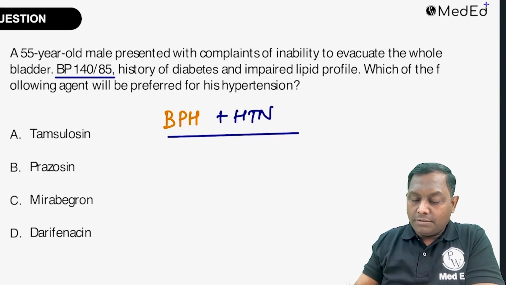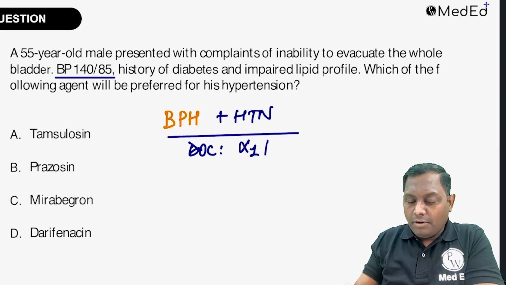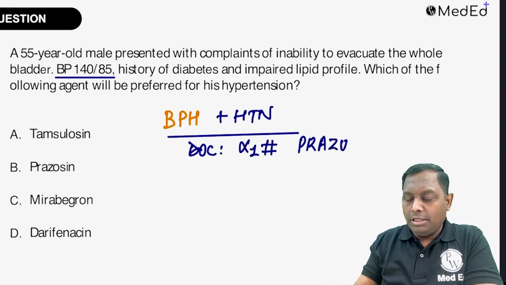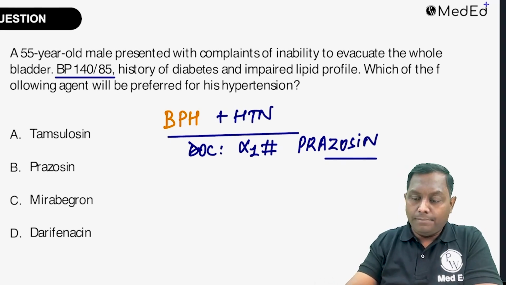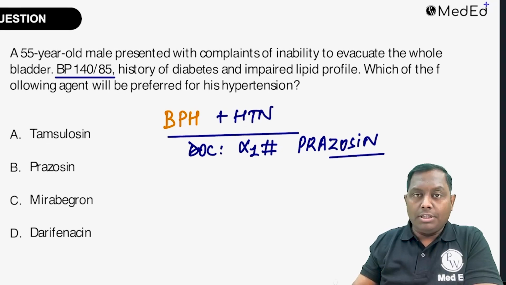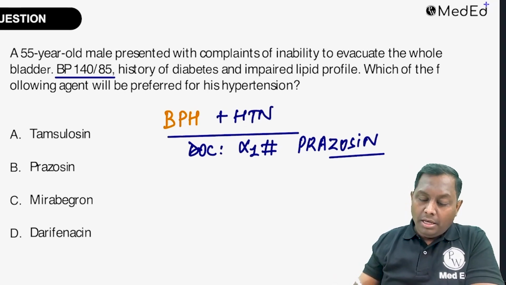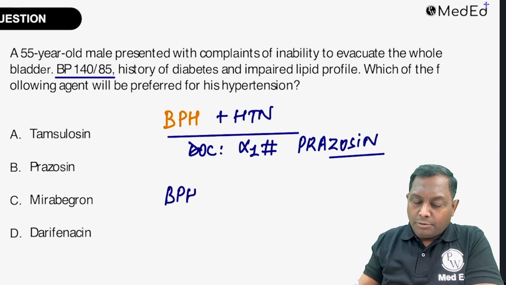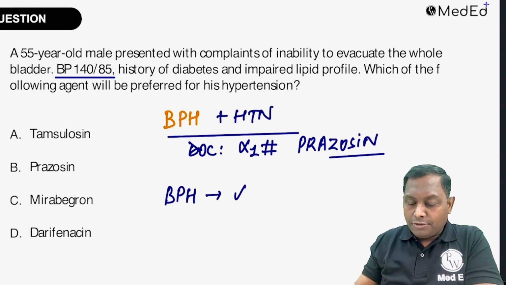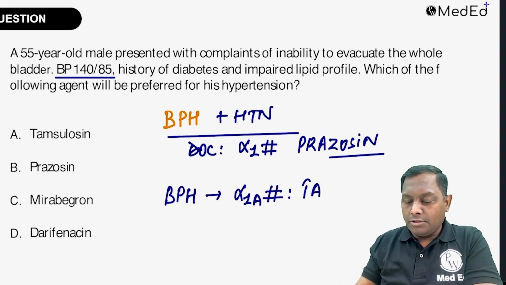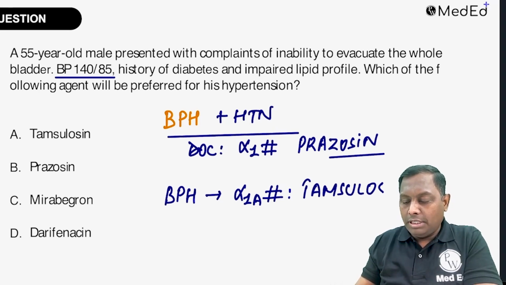Remember the drug of choice for BPH with hypertension is always going to be an alpha-1 blocker. Alpha-1 blockers like prazosin, terazosin, alfuzosin, bunazosin, the names all end with zosin. But if there is only benign prostatic hypertrophy, the drug of choice will be a super selective alpha-1A blocker, and the name of this drug is going to be tamsulosin, and the other one is going to be silodosin.